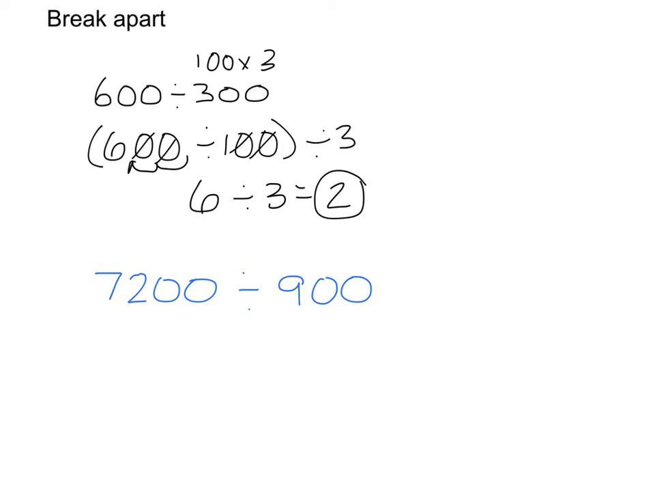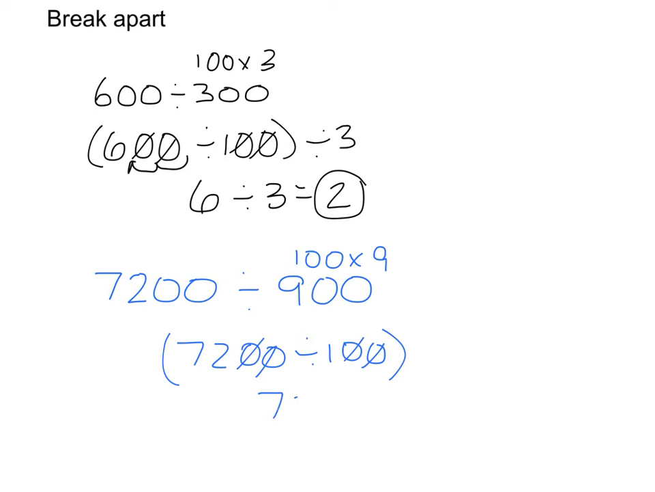We're going to think of the 900 as 100 times 9. So we're going to take 7,200 divided by the 100 first, because we broke apart the 100 times a 9. Knock off 2 zeros, or go 2 left to get 72, and then divide that by 9 to give us a final answer of 8.